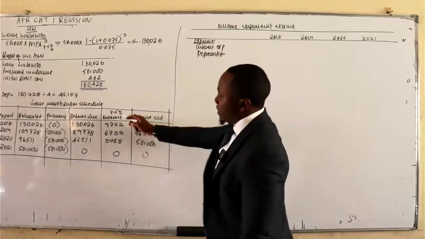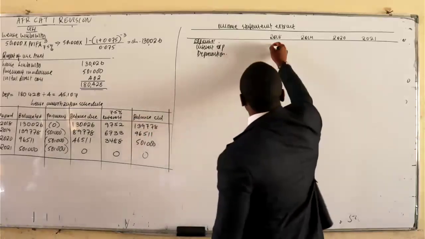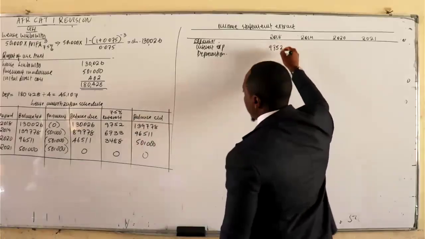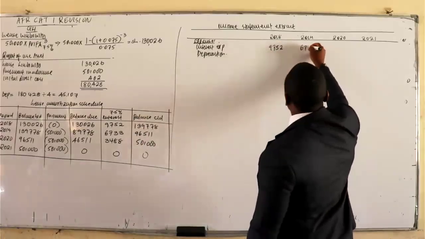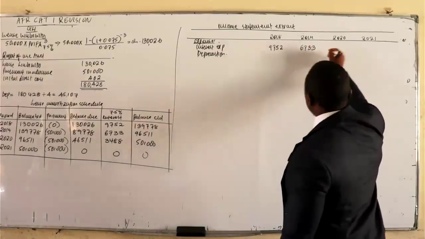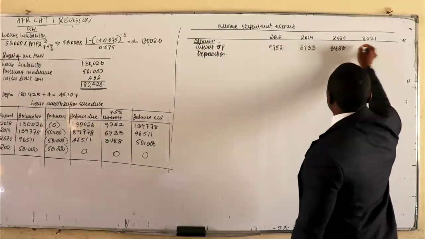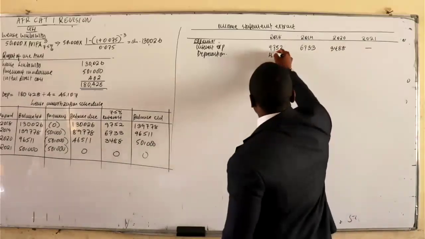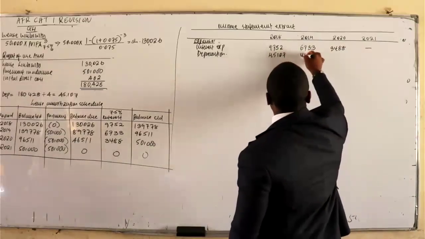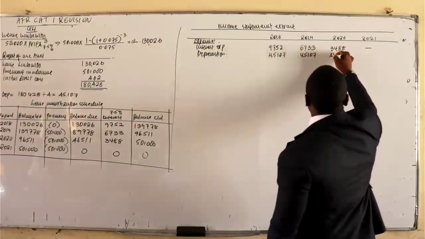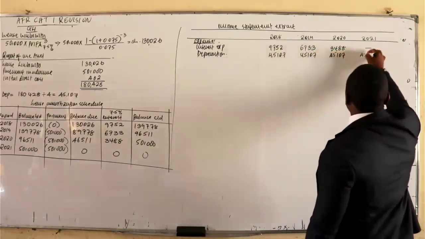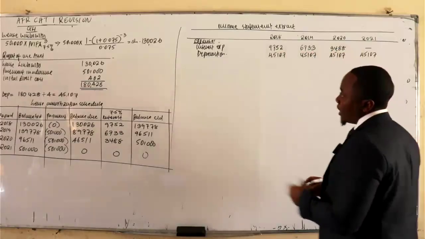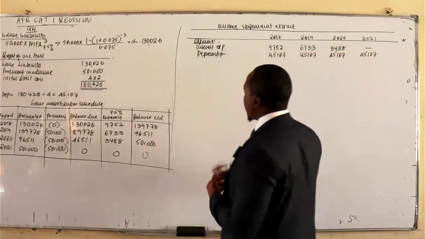Now, these are the interest expense for each year. We have 9,752. Here we have 6,733, 3,488. Final year, no interest. And then depreciation per annum was 45,107. Now, what about the statement of financial position?